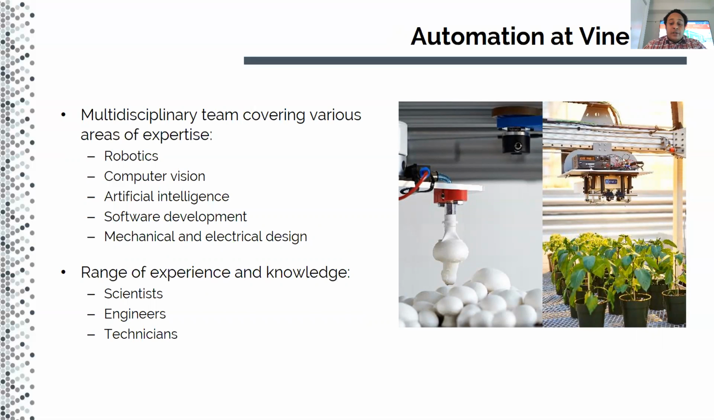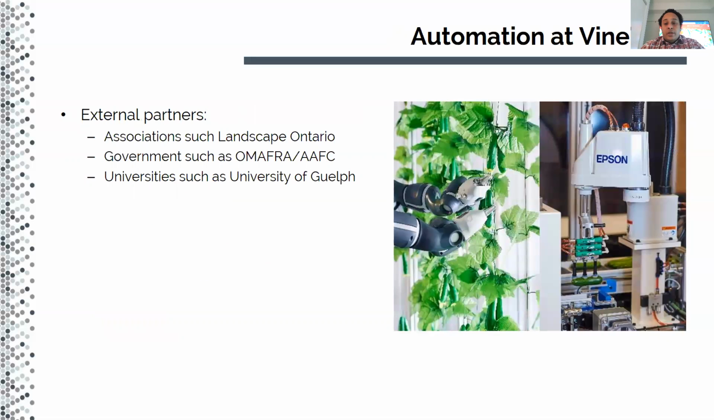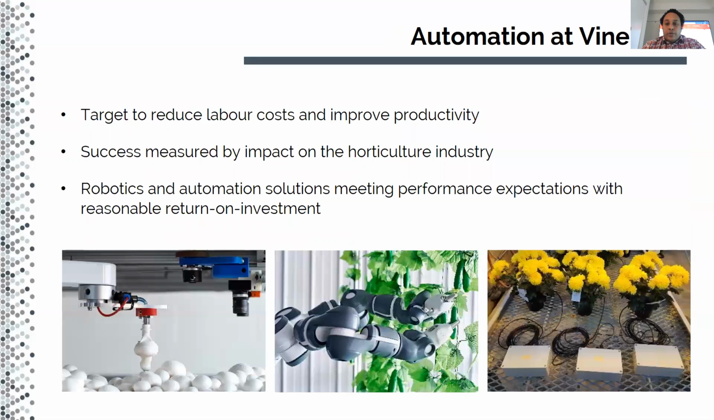Now let's talk a little bit about the goals of the program. So the specific objective of the automation group is to develop technologies that reduce labor costs and improve productivity. We measure our success based on real life impact we make on the horticulture industry, not simply in interesting research advancements we contribute. That means that the automation solutions we develop need to perform well, but with reasonable return on investment for growers.